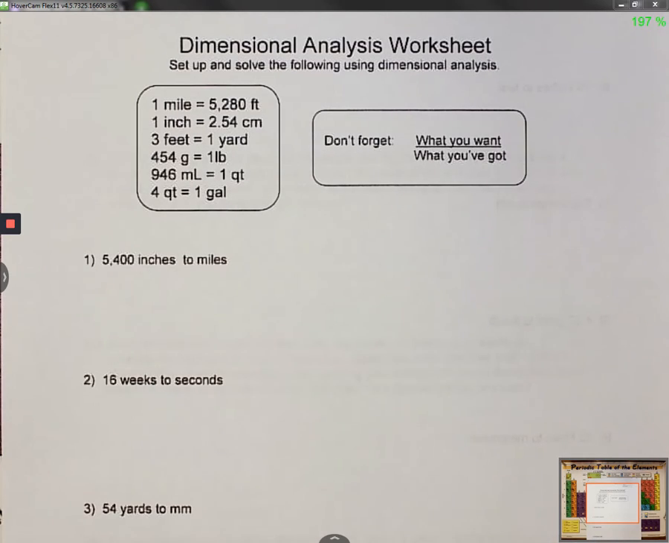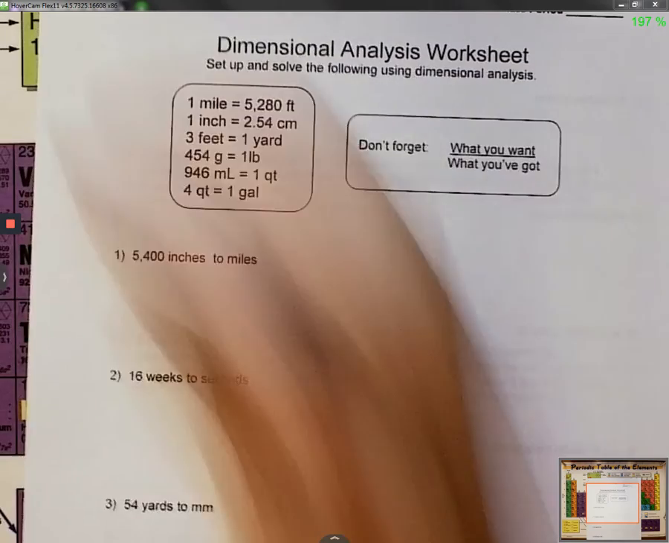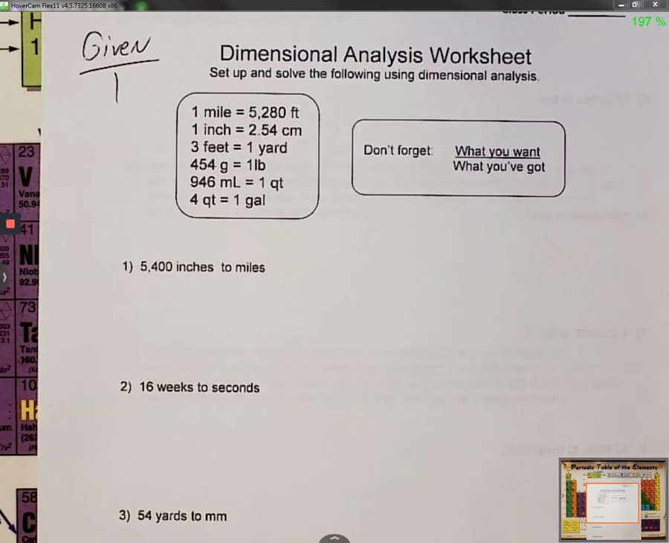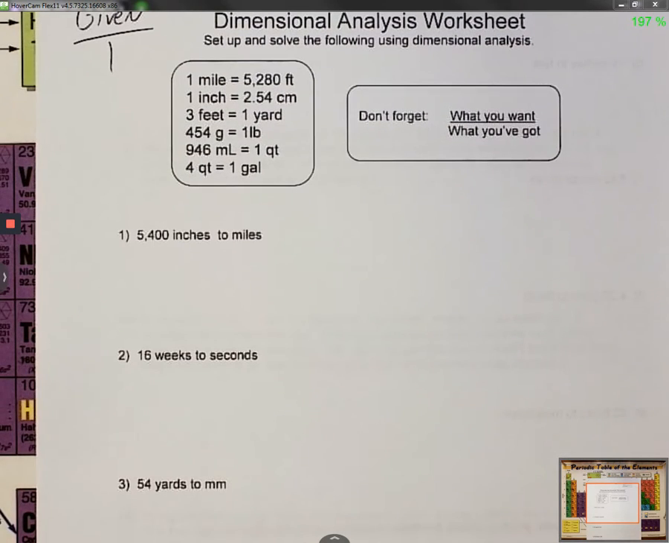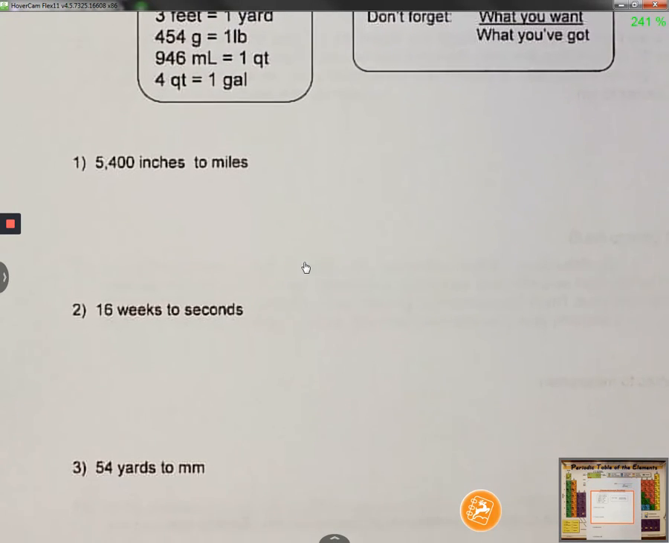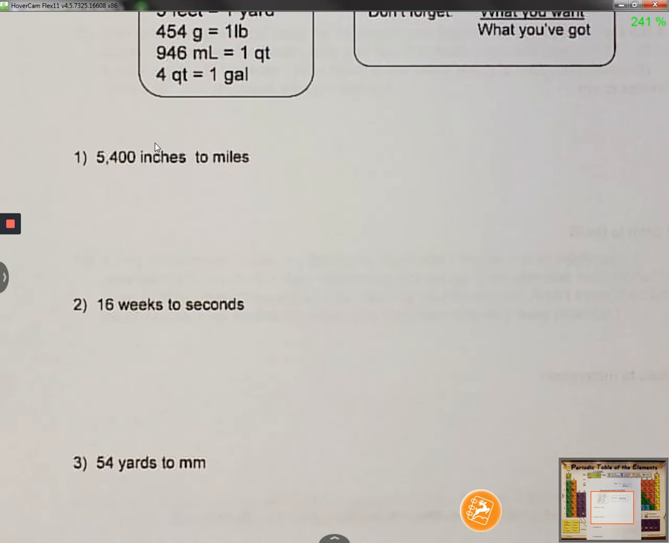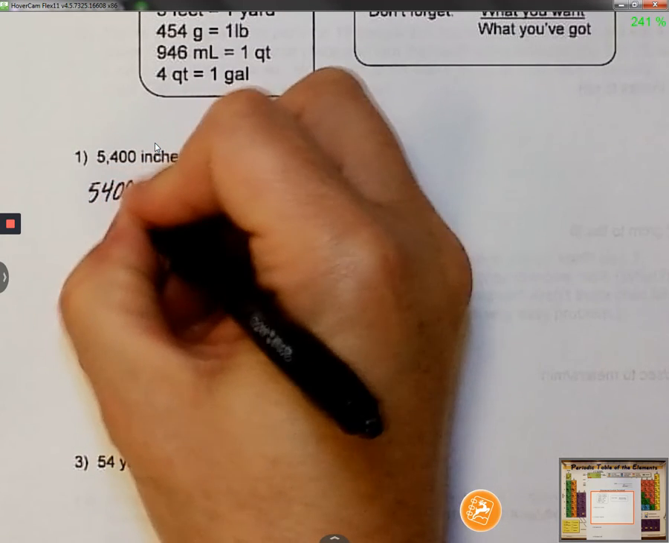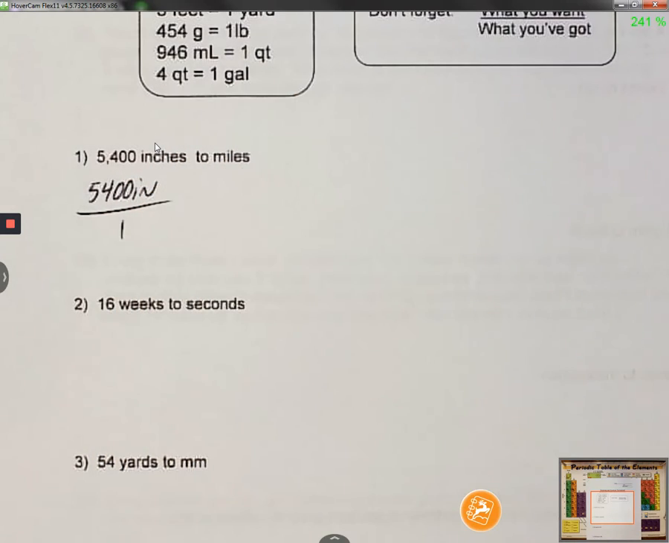The first step of dimensional analysis is take whatever you're given. You're going to put it over 1. You're going to turn it into a fraction. So looking here at problem number 1, I've got 5,400 inches, and I'm wanting to change it into miles. So I'm going to start by taking those 5,400 inches and put it over 1. That doesn't change the value. All that does is turn it into a fraction. Okay? Because anything divided by 1 is still going to be whatever it was when you started.